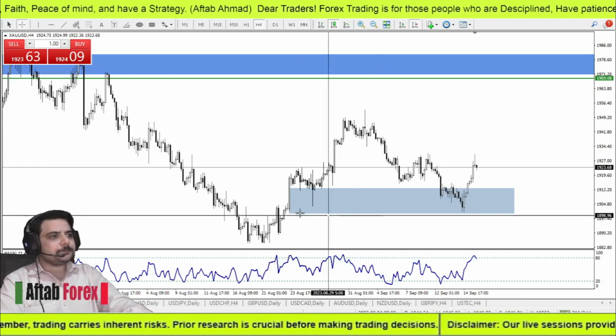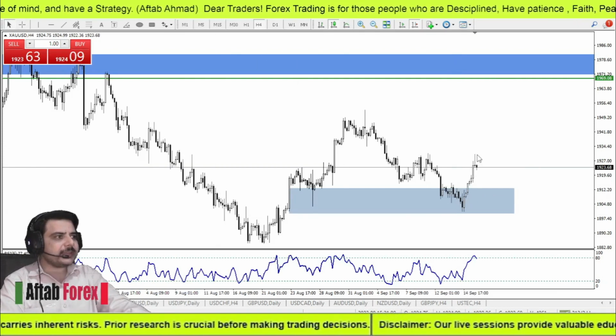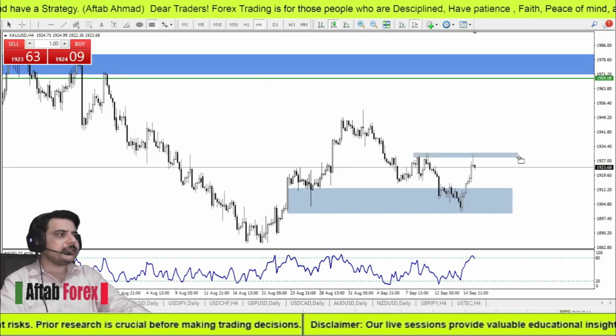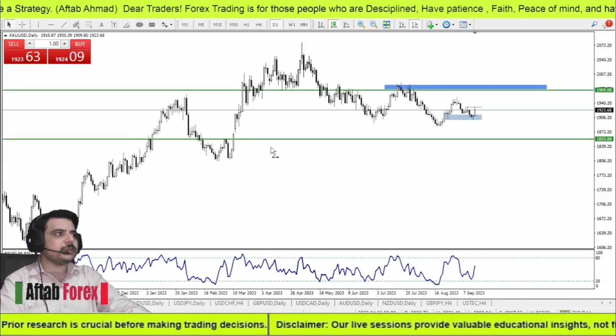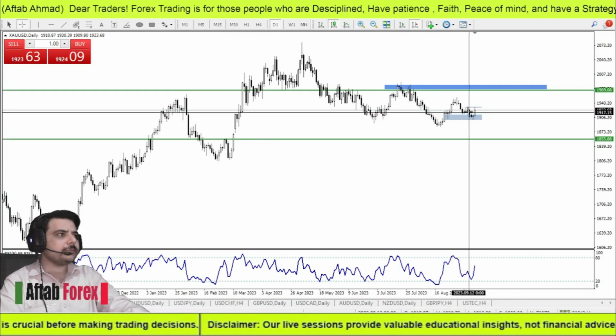Yes, so right here if you can see a very nice bullish rally, and the bullish rally which is stopped near this zone. Now let me do one more thing. Let me count the candles: 1 2 3 4 5.